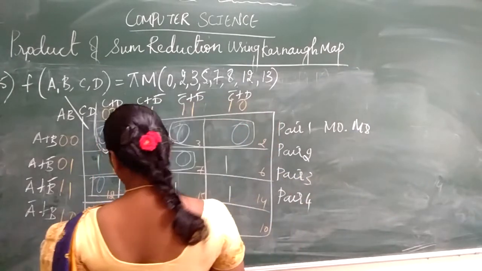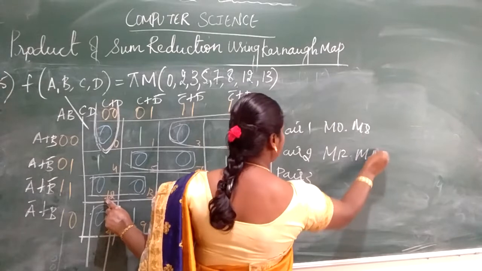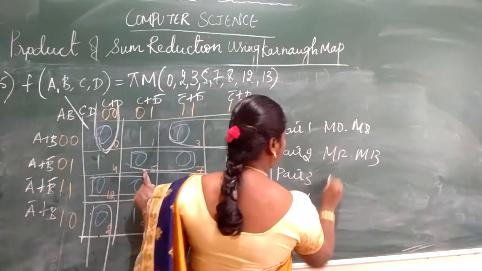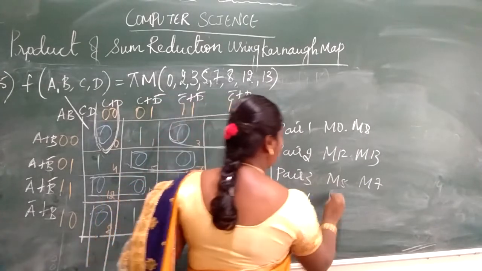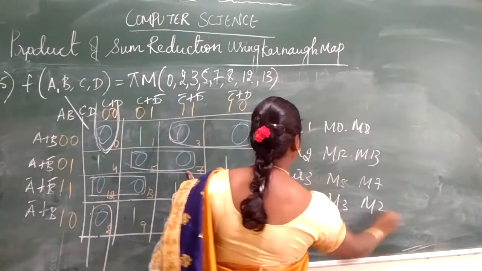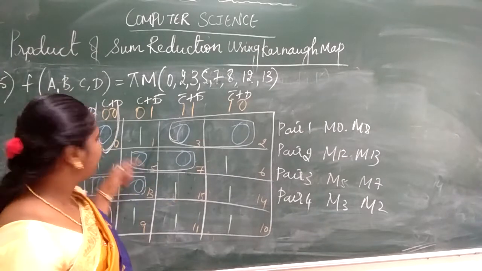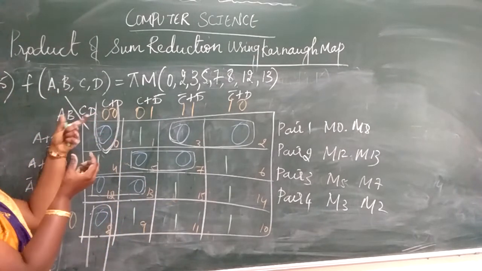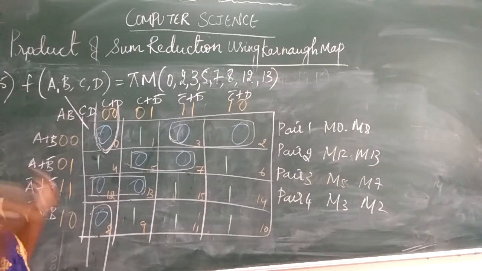Next, after solving this one, pair 2 is M12, M13. Next, M5, M7. Next is M3, M2. So for this we will write the expression. First pair, that is nothing, I am map rolling. The opposite is the topmost and the cornermost edges of your K-map can be map rolled.